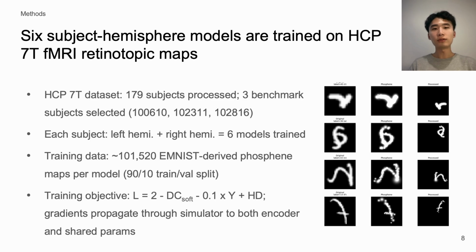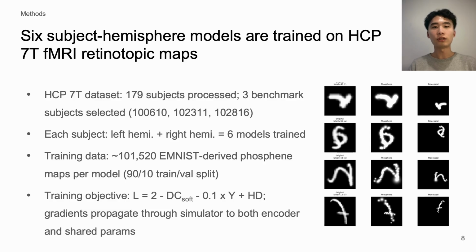For data, we used the Human Connectome Project 7 Tesla retinotopy dataset. We processed 179 subjects and selected 3 as our benchmark subjects. For each subject, we trained 1 model per hemisphere, giving 6 subject-hemisphere models in total. Each model was trained on roughly 100,000 PhosInv maps derived from MNIST letter balanced characters.